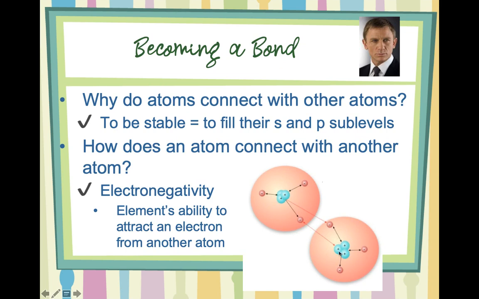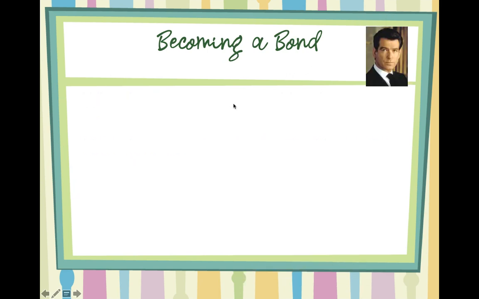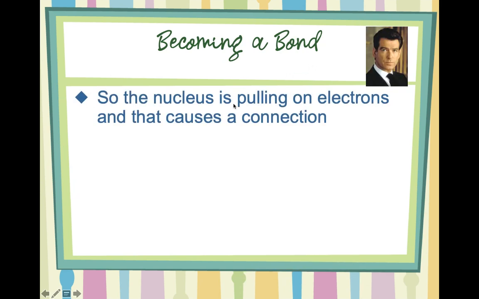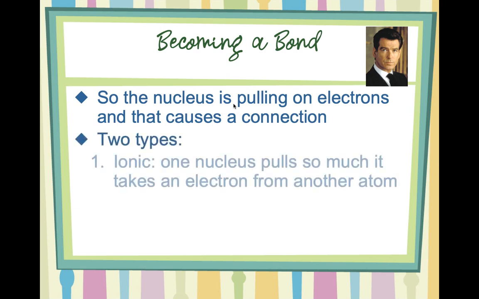This is kind of a fight between the two nuclei. Is it this nucleus that's going to win and take this electron into its electron cloud, or will this nucleus win and take this electron into its own electron cloud? The way it will work depends on electronegativity. If one electronegativity value, or one atom's ability to attract electrons, is much stronger, it can actually pull the electron over. If they're kind of evenly matched, they might tug back and forth, and that determines what type of bond will be present. So the nucleus is pulling on electrons, and that causes the connection. There's two types.